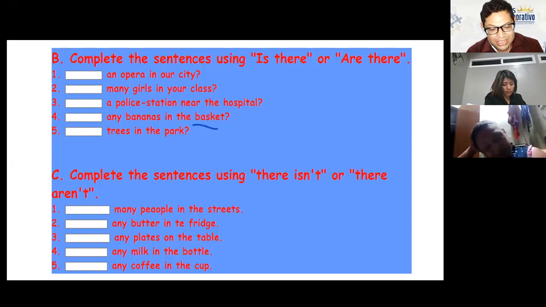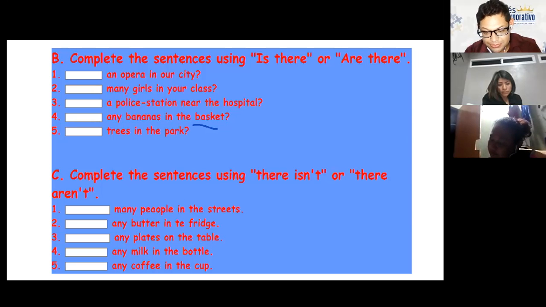Y en la parte C tenemos el complete las oraciones usando el there isn't y el there aren't. Aquí es negativo, ¿verdad? Quiero decir que no hay muchas personas. There aren't. Entonces ponemos acá el uno que es there aren't. Vamos con el número dos: there isn't any. There isn't. Look at that. El número tres: there aren't. Ahí vemos la respuesta.